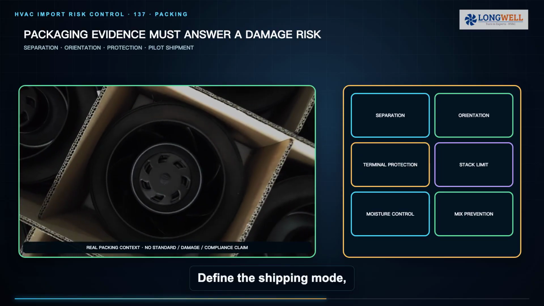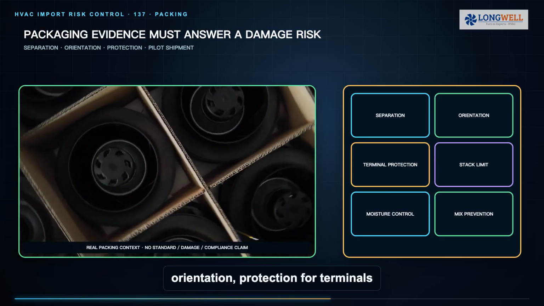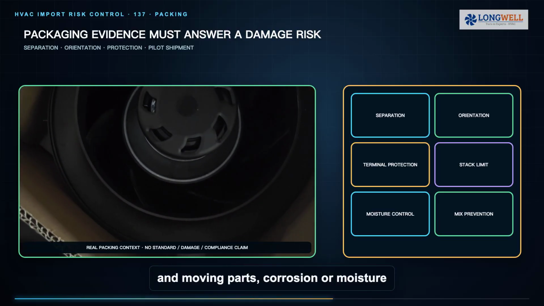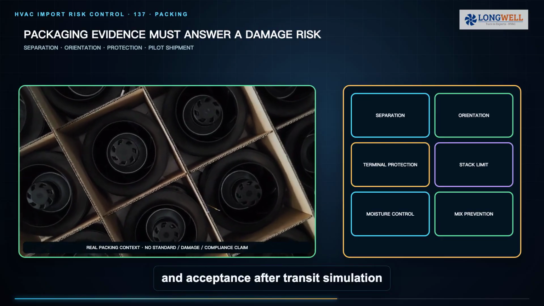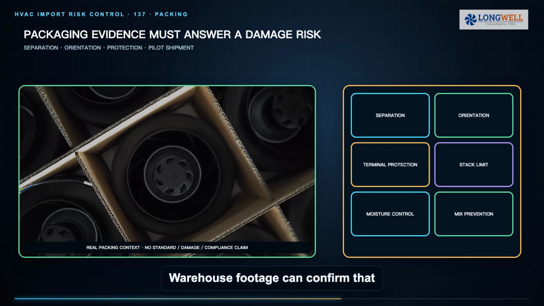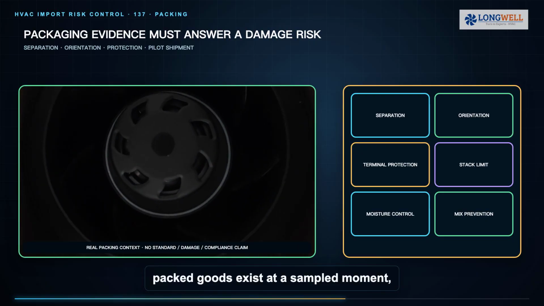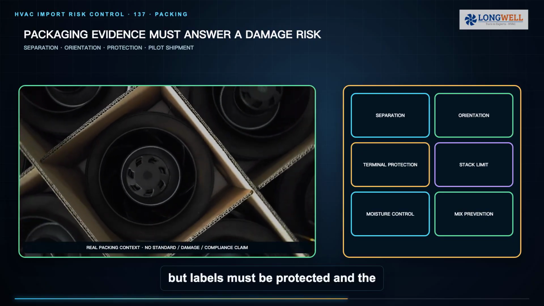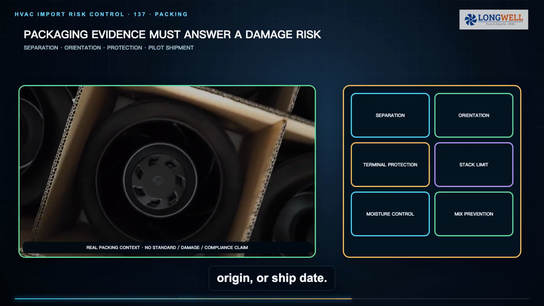Define the shipping mode, stack height, carton and pallet limits, orientation, protection for terminals and moving parts, corrosion or moisture controls when needed, label content, mixed model prevention, and acceptance after transit simulation or a controlled pilot shipment. Warehouse footage can confirm that packed goods exist at a sampled moment, but labels must be protected and the image does not prove quantity, ownership, availability, origin, or ship date.